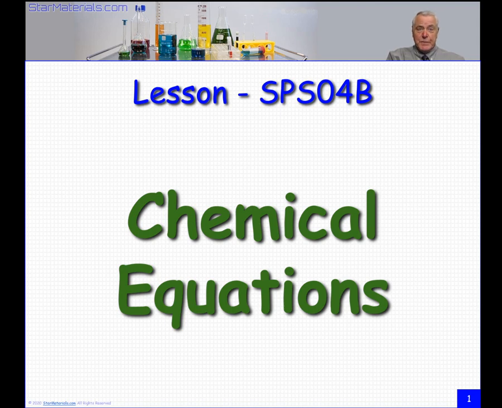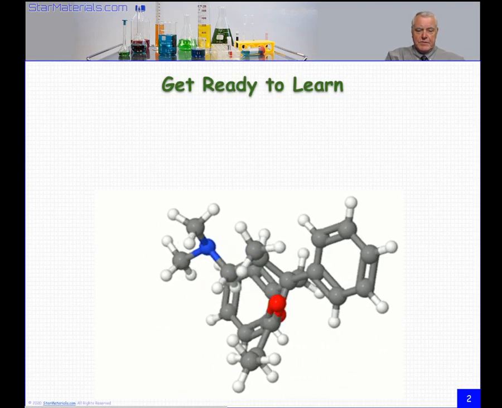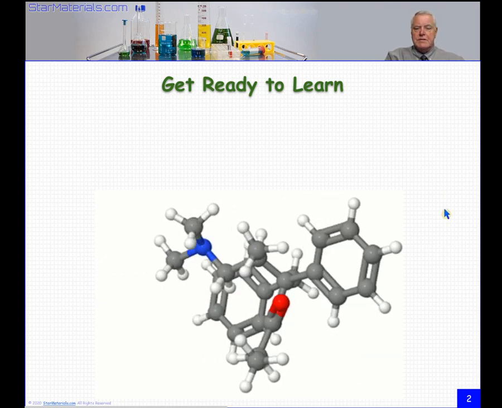Hello and welcome. This is a lesson on chemical equations. Get ready to learn. We have a representation of a molecule here.